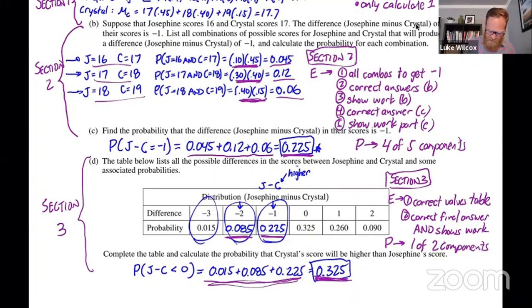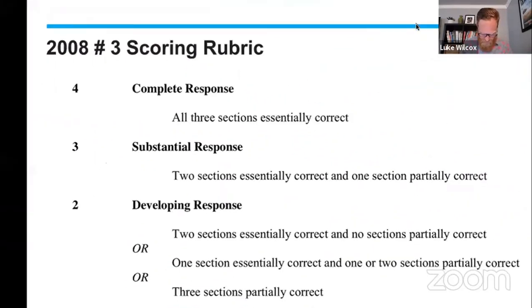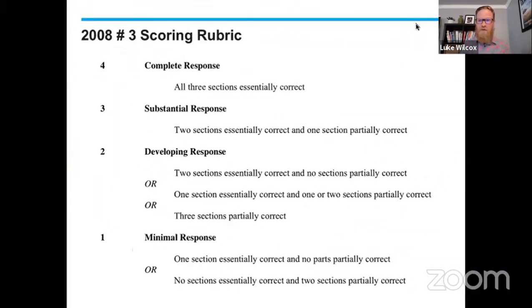And then you would take that now, and let's look at the rubric, which is going to look very similar to the one that we looked at before. In order to get a 4 here, of course, you have to have all 3 parts essentially correct. 2 parts essentially correct and 1 partial would give you a 3. Several different ways to get a 2, and then a couple of different ways to get a 1. Also remember that you can, in fact, earn a 0 if you have less than what is established here.